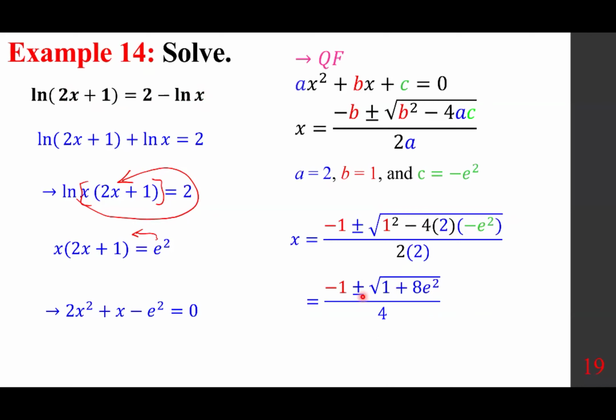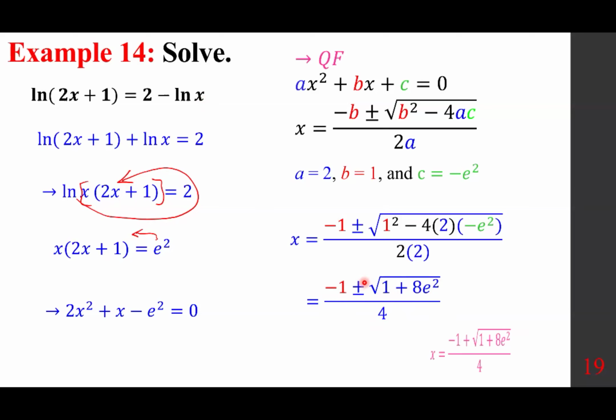So if I choose the negative one, I don't even have to know what the value is. Minus 1 minus this expression over 4 is a negative value. We can't have it for x. So the only answer is the positive one.